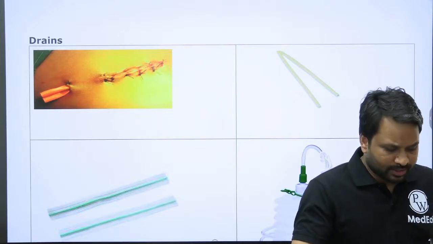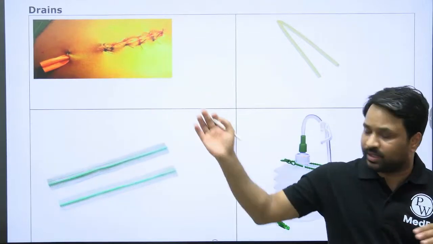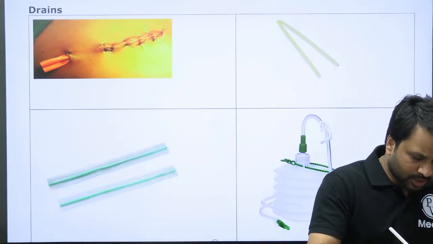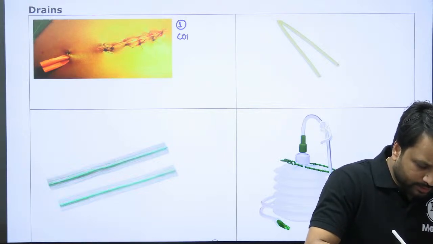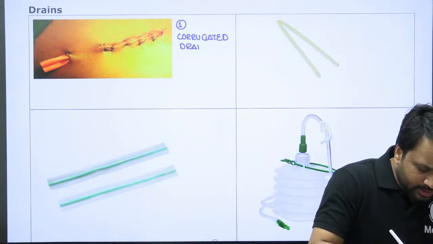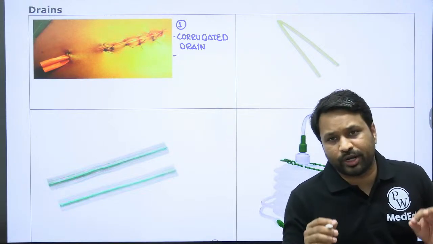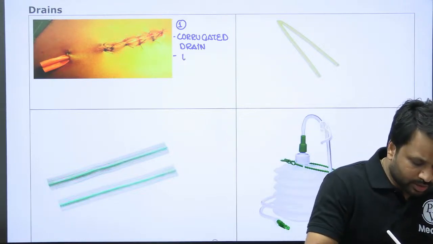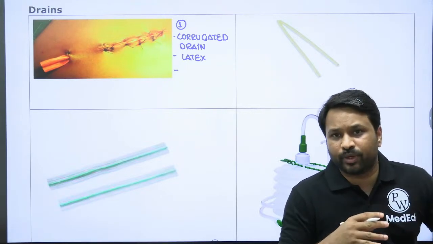Okay, so let's begin. The first one is going to be about the drains. The first drain that you can see, I'll just number them as we go across. This is drain number 1, and this is what we call the corrugated drain. Now, when you talk about the drains, the first thing you should know is the material. If it is a yellow, orange colored material, it is usually rubber, so it is going to be latex.